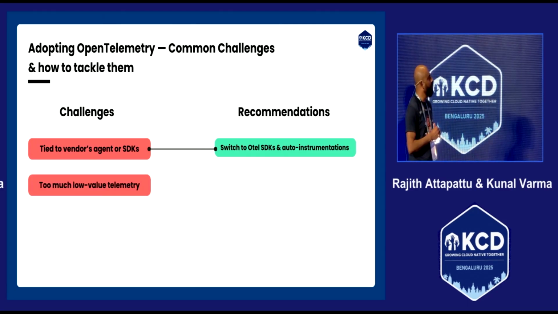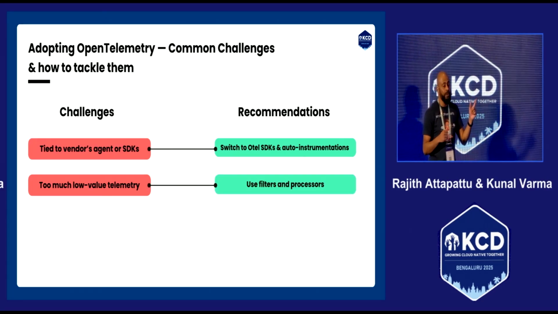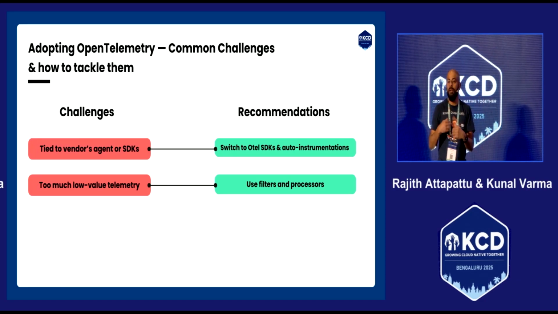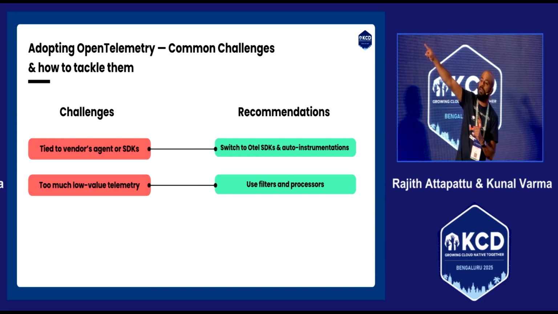Second one is too much low-value telemetry. This is how you can reduce your observability bill. Whichever vendor you choose, do some pre-processing, do some filters, do some custom processes that can help you drop some of the low-value telemetry before you send it to the vendor. That is how you can control the cost.